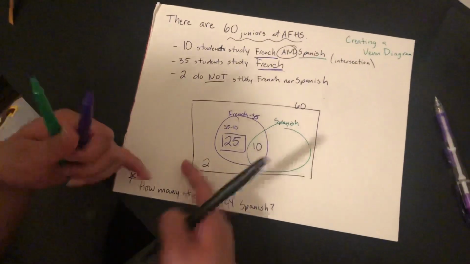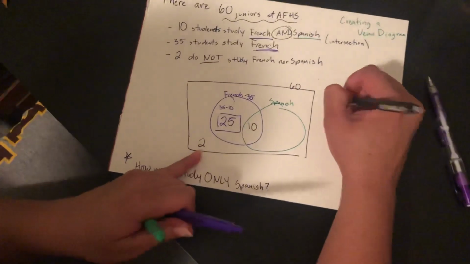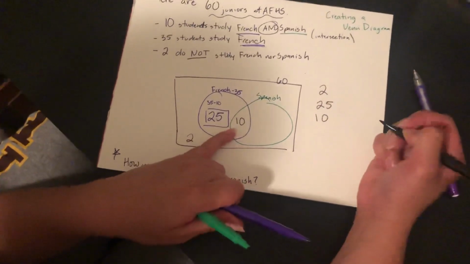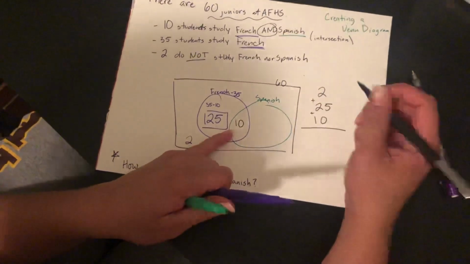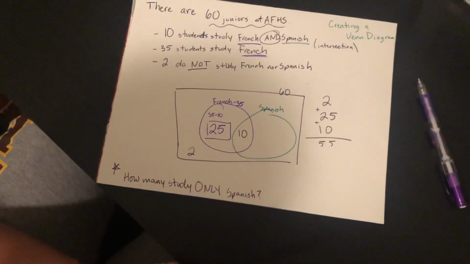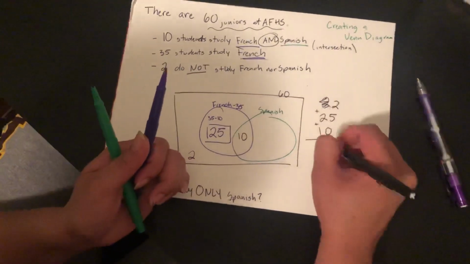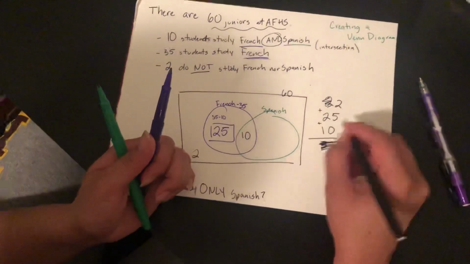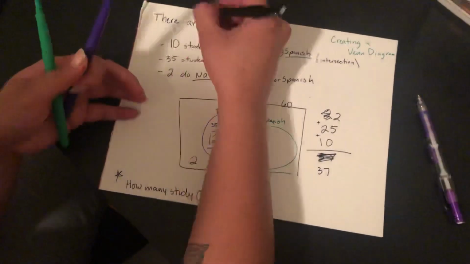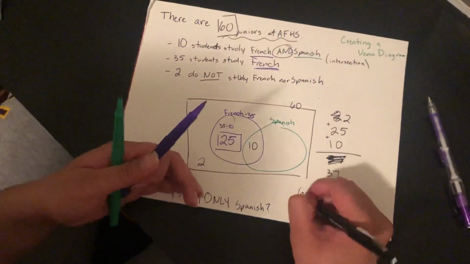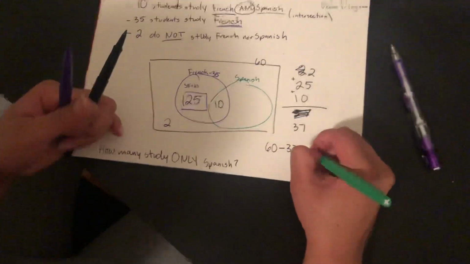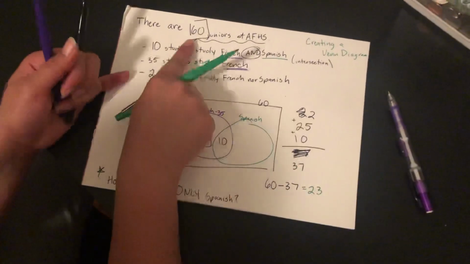All right. When we add all these up, so I have my 2 who study nothing, my 25 who study French, and then my 10 who study both. I'm going to add those up. So bring the 5. We have, what? I'm dumb. 2, 7, 37. So we have 37 students counted here. I know that there are 60 total, so I'm going to go ahead and do my 60 minus 37. 60 minus 37 would, in fact, give us 23, which means the remaining students.